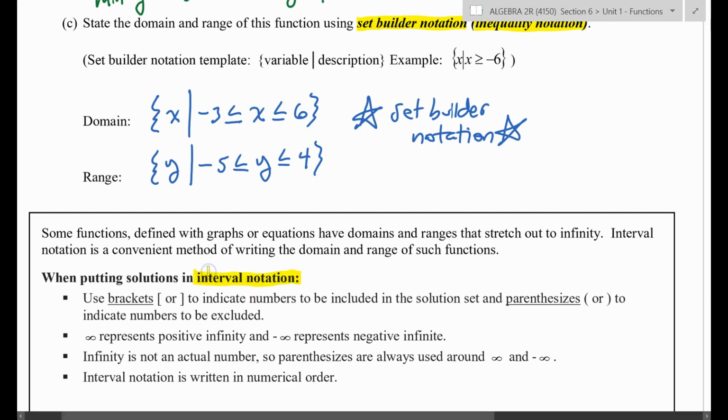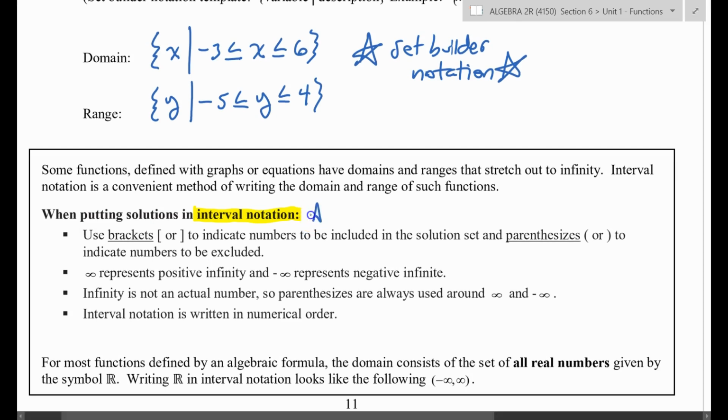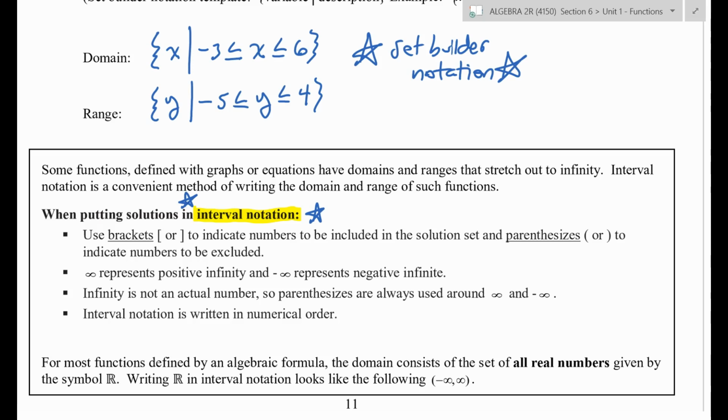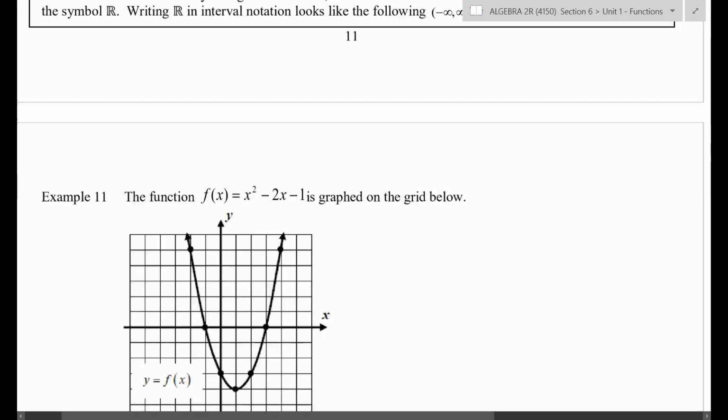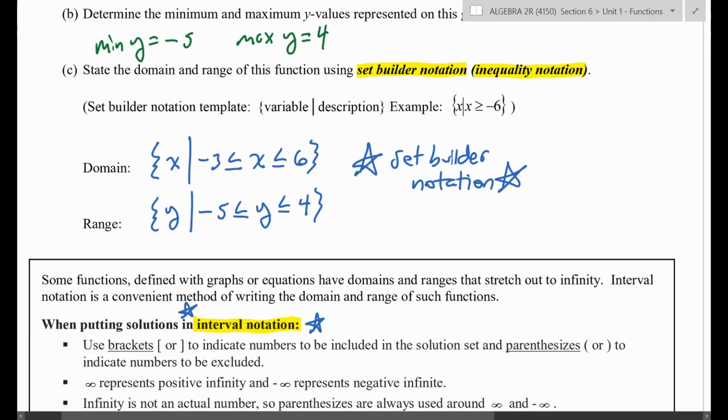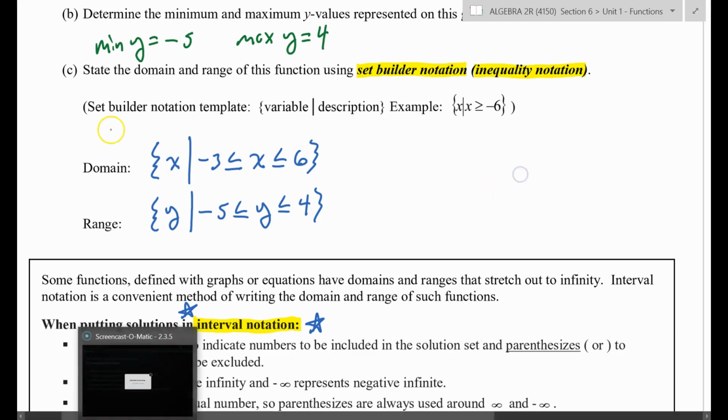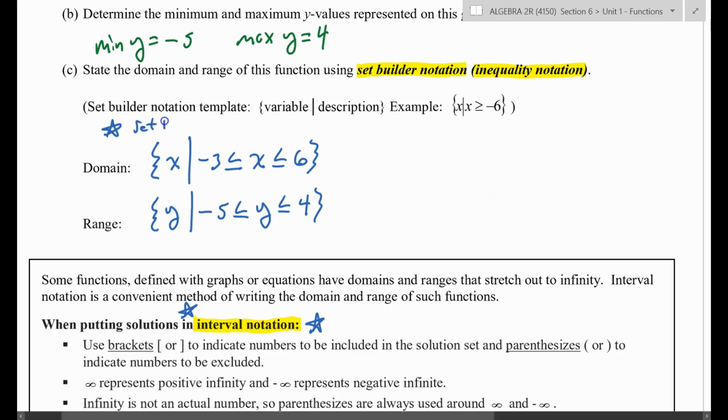So interval notation, and make sure you star this as well, because you definitely need to know the difference between the two. Here's what I want you to remember about interval notation. I'm going to go back up here to the domain and range. All right, easiest way to do interval notation: do you guys agree that I could put this on a number line?